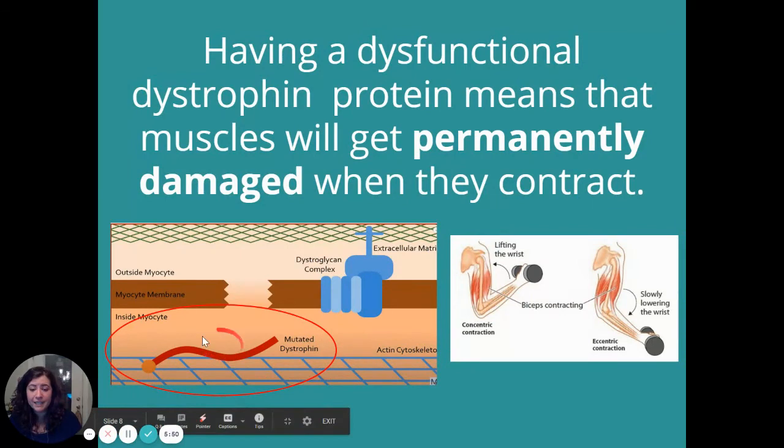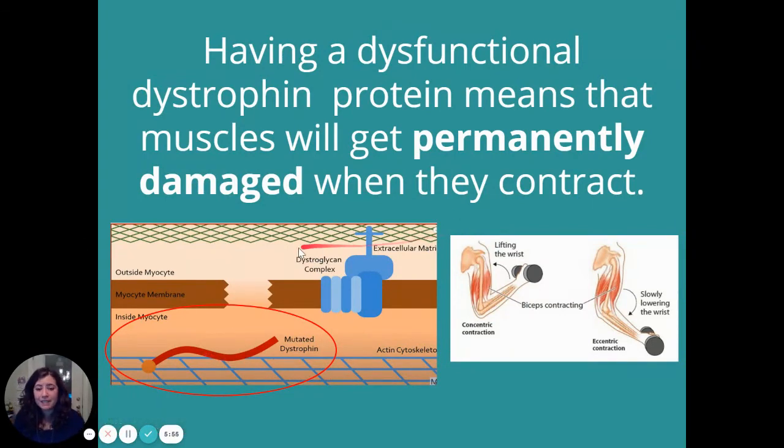All right, so the key idea here is that in people who have dysfunctional dystrophin, so the dystrophin isn't anchoring their muscle cells to the surrounding structure, that means that they're going to get these big tears, and that's going to cause permanent damage when their muscles contract. So it's going to cause permanent damage whenever they are running out and getting more exercise and things like that.